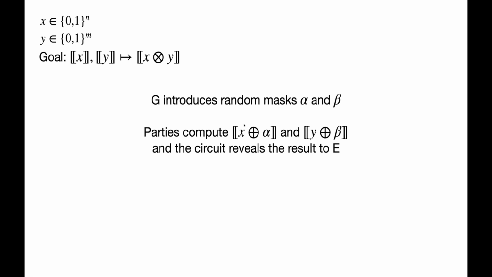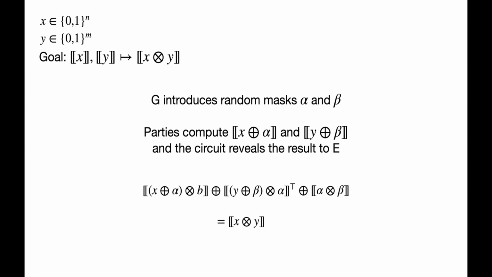The parties use the intermediate operation from the previous slide to compute the following expression. Namely, they compute two outer product operations where the evaluator knows the left-hand argument. This third outer product can be computed locally by the generator and injected as a constant. I claim that this algebra reduces to the general outer product of X and Y.